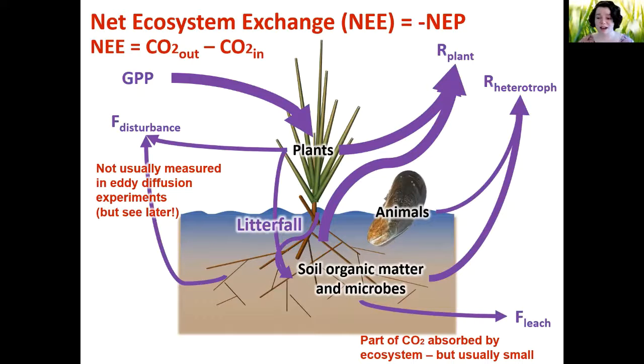Second, eddy flux towers do not typically capture disturbance events. You would need to know that a disturbance is going to occur and install an eddy flux tower in advance of the event and have it running and calibrated when the disturbance occurs. And this almost never happens. So these measurements typically do not include losses due to disturbance events.